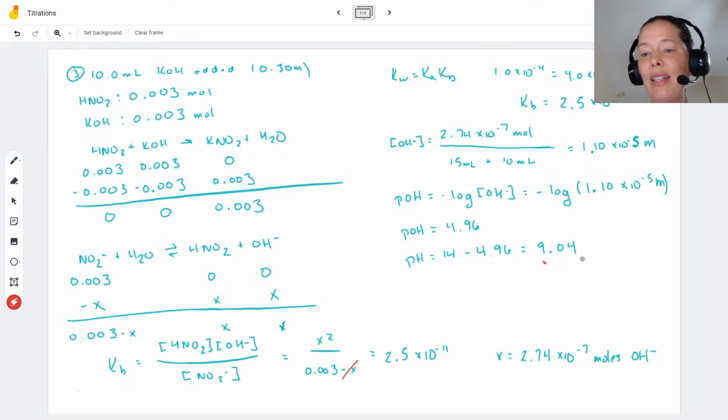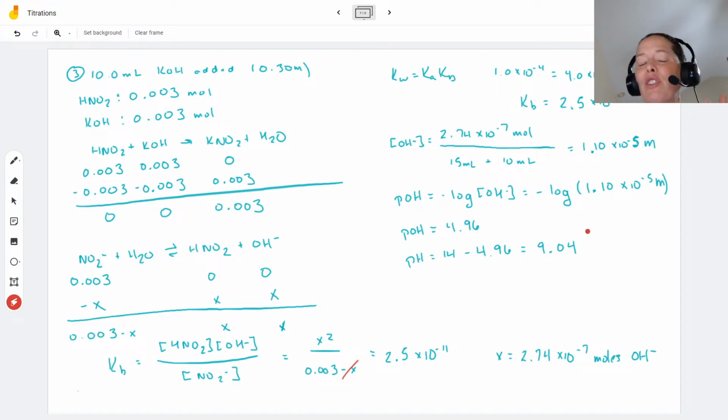Okay, so double check your logic. Does it make sense that we have a pH that's above 7, or we have a basic solution? Yes, it does, because we have a weak base in solution. We have this nitrite. We shouldn't have a pH of 12. It shouldn't put us way above 7, but being above 7 does make sense.